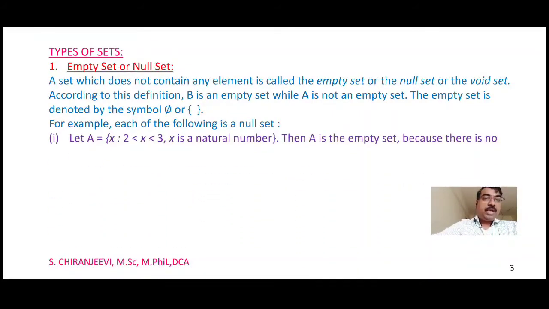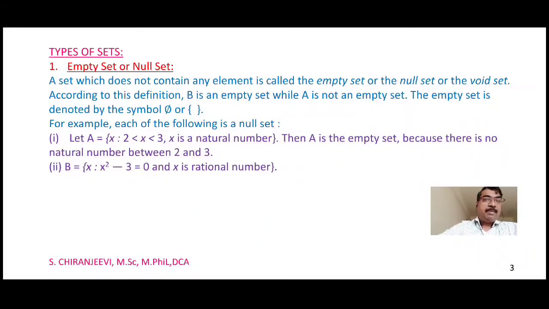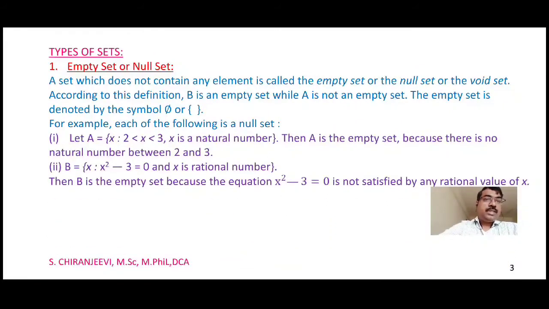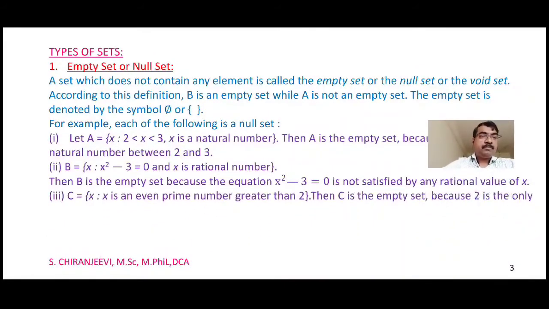Let capital A equal to x such that 2 less than x less than 3, x is a natural number. So here the number between 2 and 3 will not get any natural number. So A is empty set because there is no any number between 2 and 3. Capital B equal to x such that x square minus 3 equal to 0, x is rational number. See here we will not get any rational number for this x square minus 3 equal to 0. So which is an empty set.